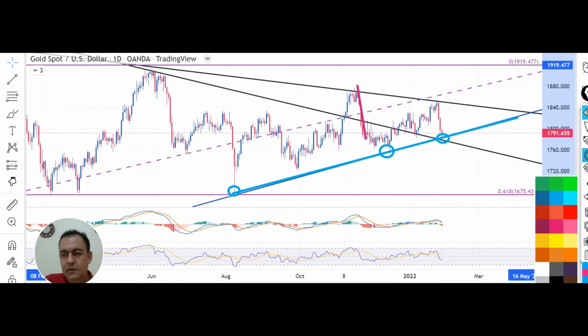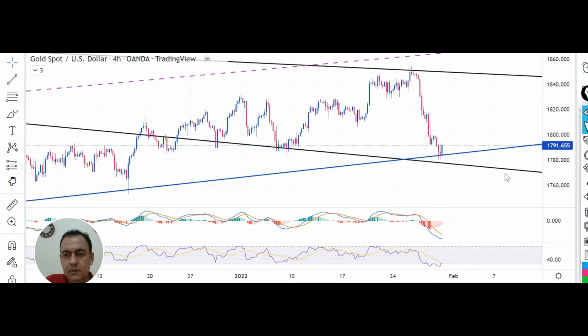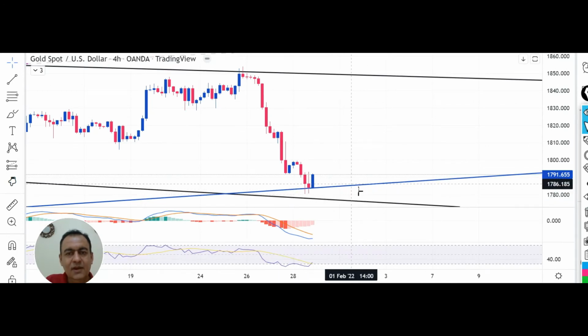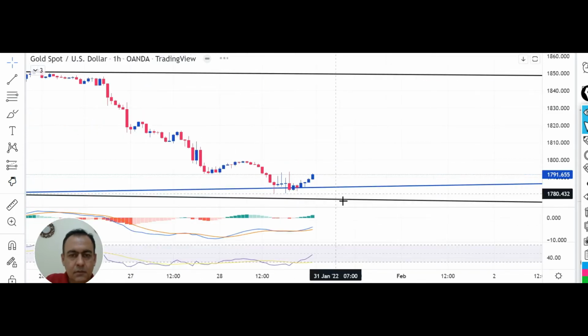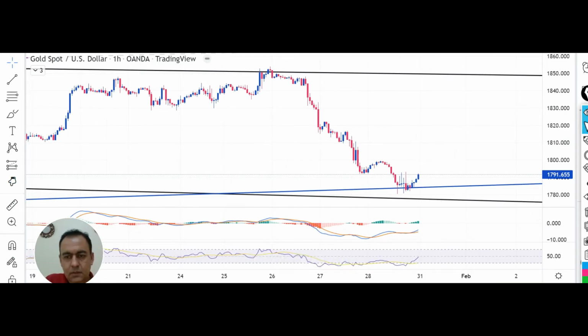And if we dig deeper on the 4-hour time frame, you will notice the support is formed on this rising trend line. So this is a good formation. Further, if we dig down to the hourly time frame, what we got on the hourly time frame is a bullish divergence between L1 and L2, the latest low and the second last low.